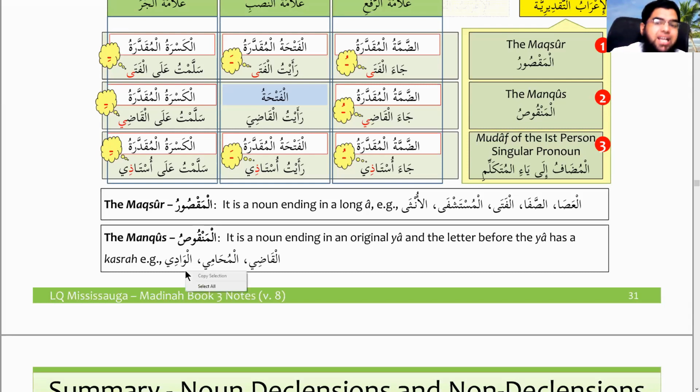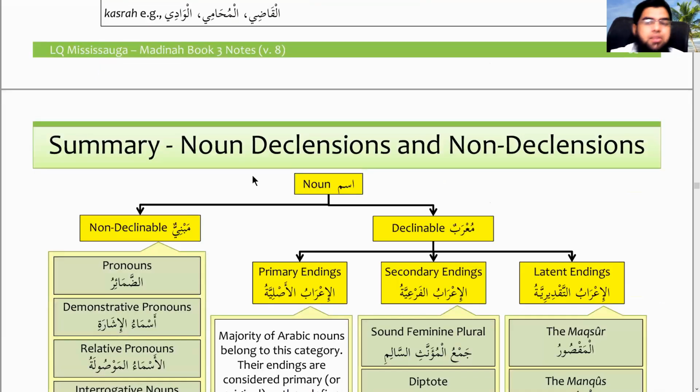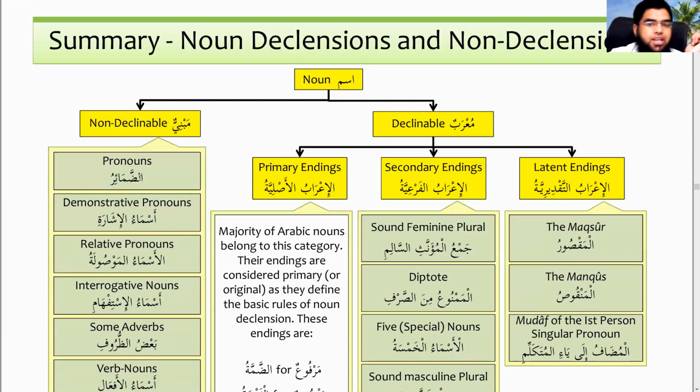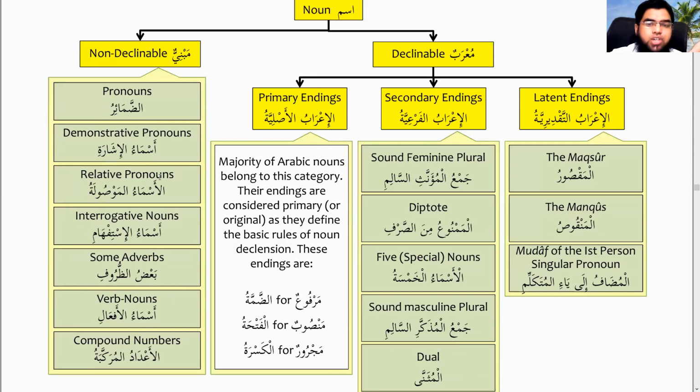The letters: al-wadi, al-muhami, al-qadi. Summary. This is all the summary. Nouns, ismun, mabniyun. Mabni are all these here: damair, asma al-ishara, asma al-mawsula, asma istifham, zuruf, and so on. Primary, secondary, taqdiri. Primary, the majority of the nouns come into this category.